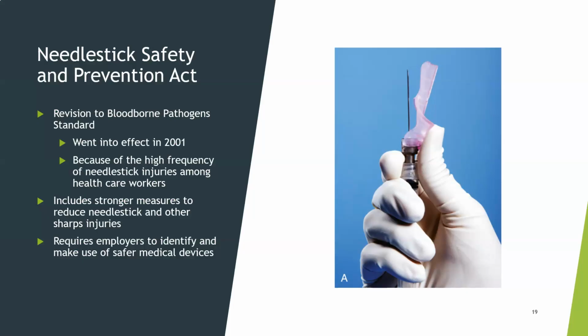The first one to look at is the Needle Stick Safety and Prevention Act that went into effect in 2001. Needles, because of their ability to pierce through protective environments and create their own entry points, are particularly problematic. And so in 2001, an act was enacted to encourage measures to reduce needle sticks and other sharps injuries. We'll look more at that later, but that's one of the first acts to keep in mind.